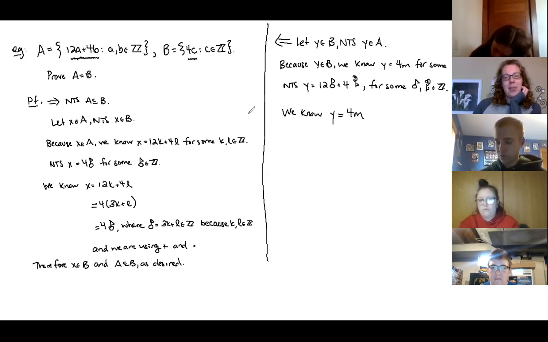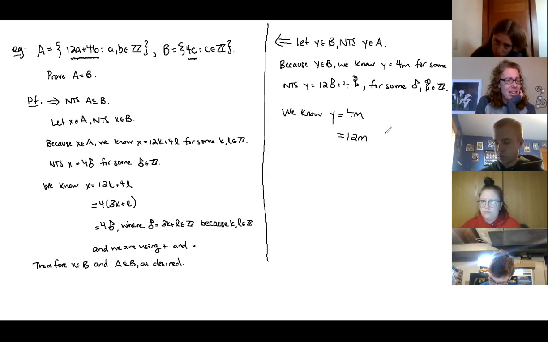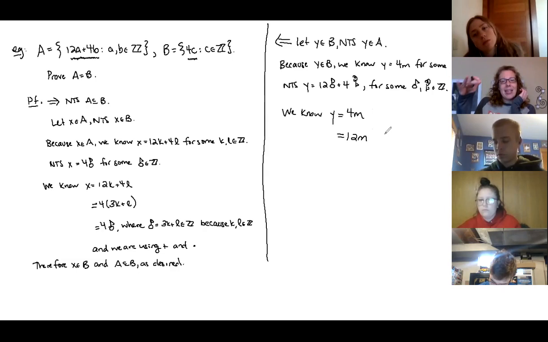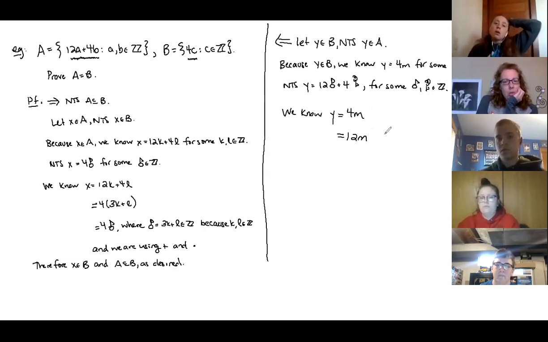Well, I need something with the 12, so let's do 12. This is 12m, and I just can't do that because that's not right. 4m and 12m are not equal to each other. So what else do I have to include in order to get that equal to the previous line that I had? 12m, and then what else has to happen here in order to get that back equal to the 4m that I had on the previous line?